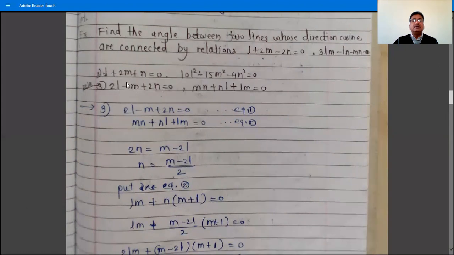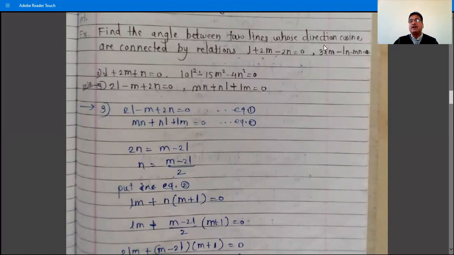Then what is the answer of this third problem? 2l minus m plus 2n is equal to 0. This is the first equation. And mn plus nl plus lm is equal to 0 is the second equation. So there are two equations in each problem. The first equation is a linear equation, that is, of degree 1, and the second equation is of degree 2, a quadratic equation.